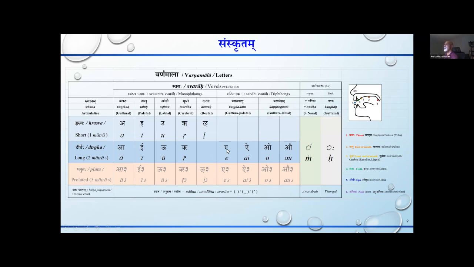It is understandable because these are a combination. It is a diphthong, a combination of 2 vowels. A and i together becomes e, and a and u together becomes o. So they are diphthongs, so naturally it makes sense to have them as only dirgha.